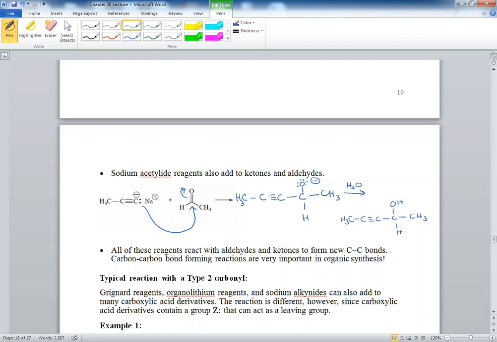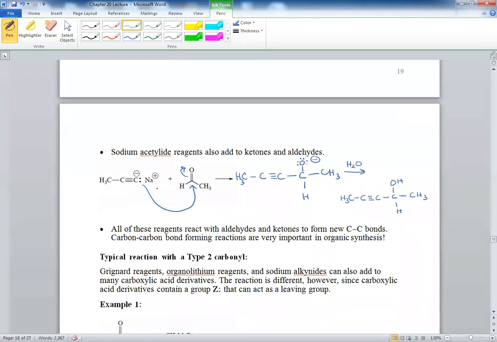Right here. And again, we have no leaving groups, as we said before. All of these reagents react with aldehydes and ketones to form new carbon-carbon bonds. Carbon-carbon bond forming reactions are very important in organic synthesis.